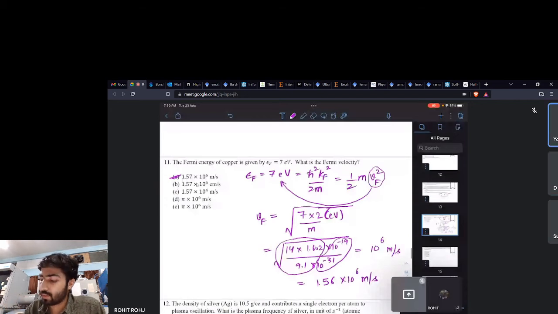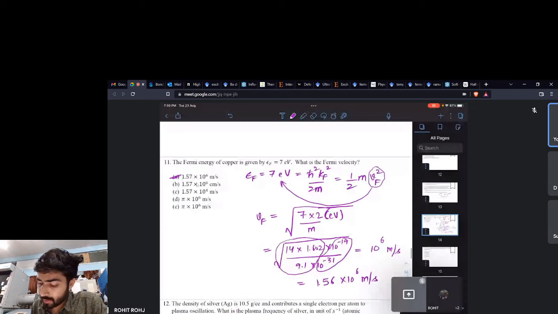Now moving on to the next question, that is question number 12. Let me find it. Yes. So in this question, the density of silver is given to be 10.5 grams per centimeter cube, and it contributes a single electron per atom, as we have seen earlier with gold or copper. Now the question is, what is the plasma frequency of silver?